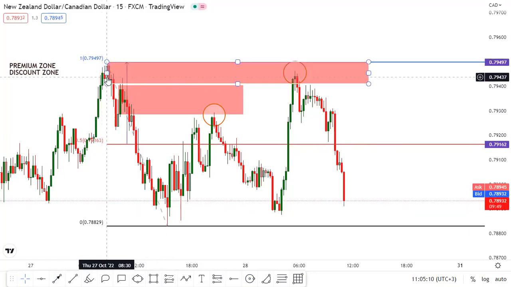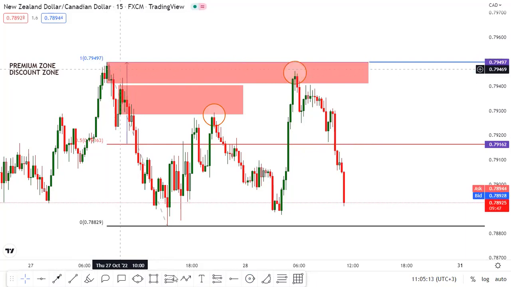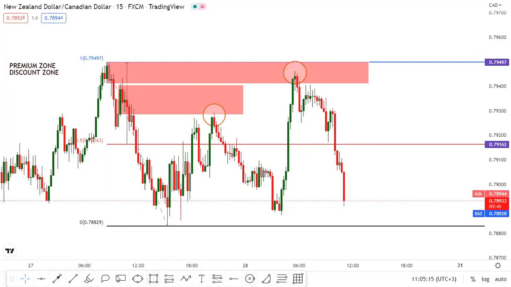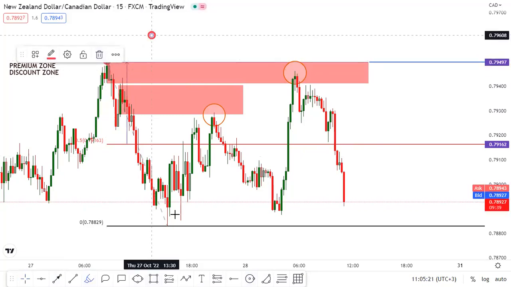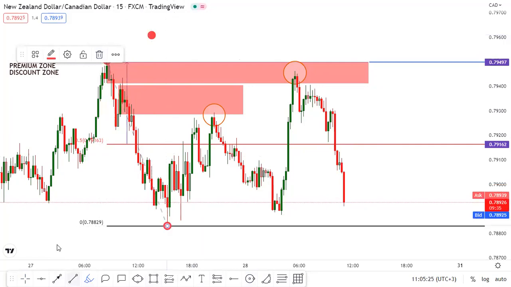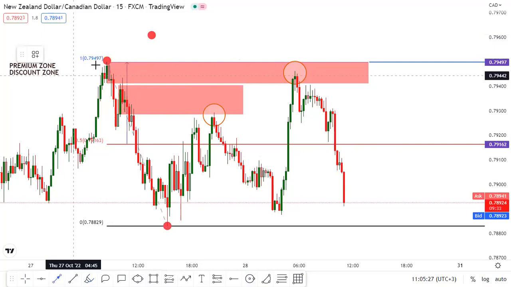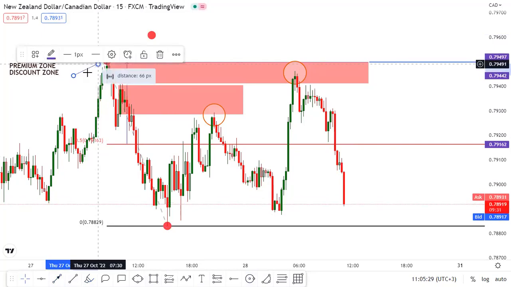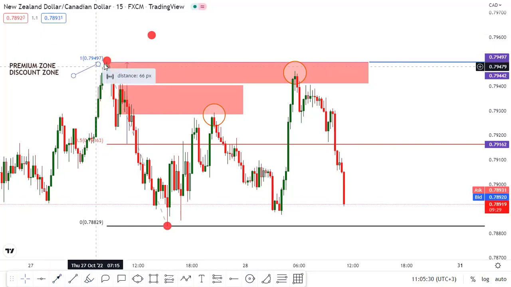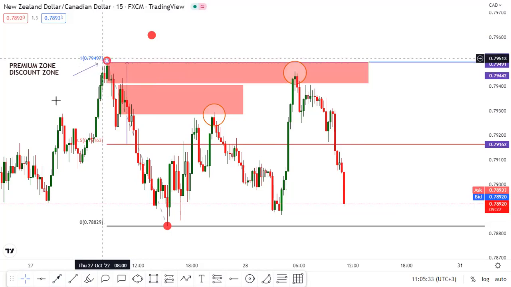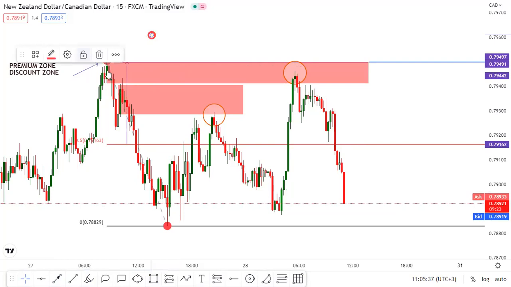Do you know them? The swing high, yeah. This one here is our swing high, this point here. So this one is our swing high, the highest point that we can see price has reached. That's our swing high here.